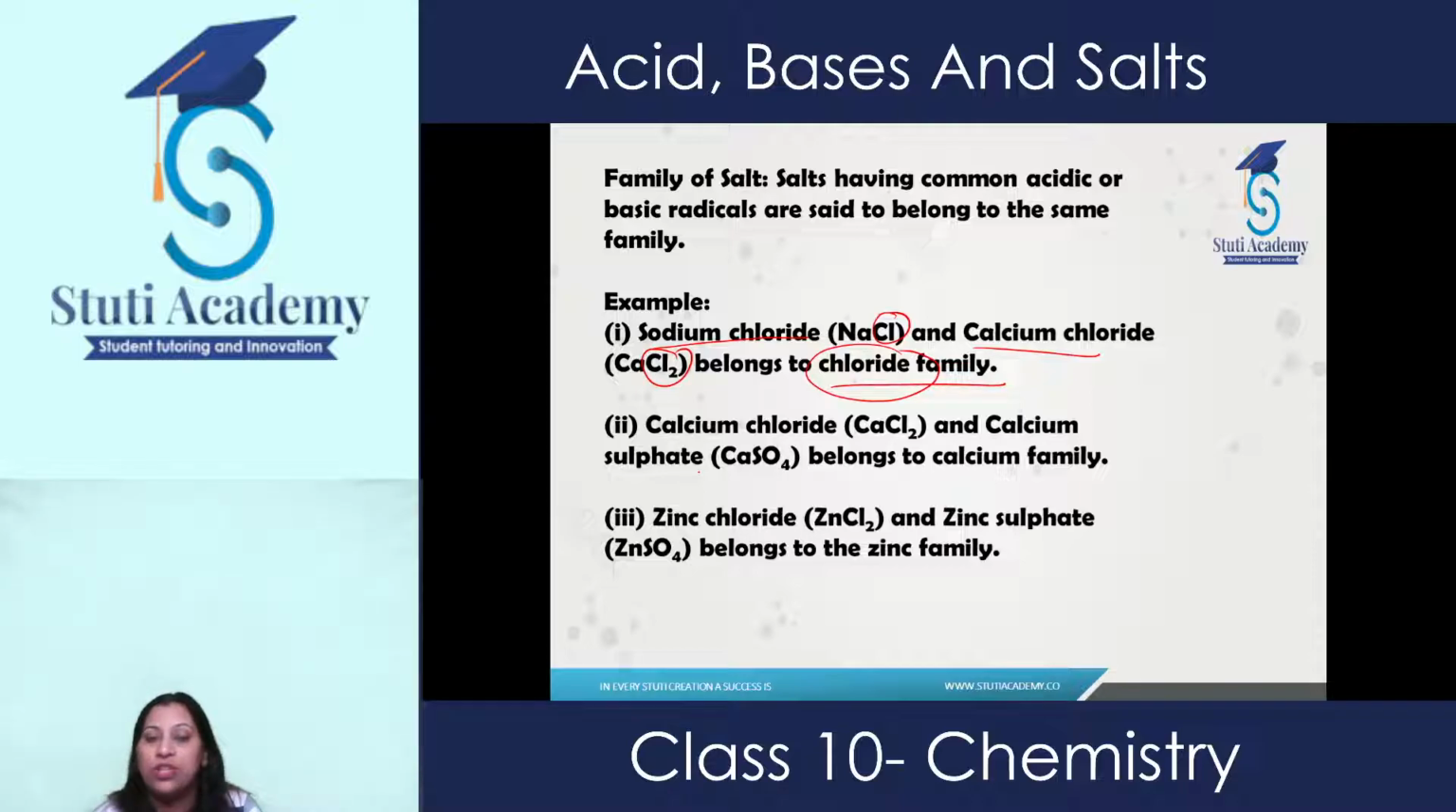And if they have sulfate, they belong to the sulfate family. And suppose we have calcium chloride and calcium sulfate, so they belong to the calcium family. Although they have different radicals, one has chloride, one has sulfate, they both come from calcium, so they belong to the calcium family. And here we have the zinc family, in which we have zinc chloride and zinc sulfate. So depending upon the radicals present in them, we have different families of salts. If chlorine is present, it belongs to the chloride family, and if sulfate is present, it belongs to the sulfate family. So these are various examples of different types of salts.